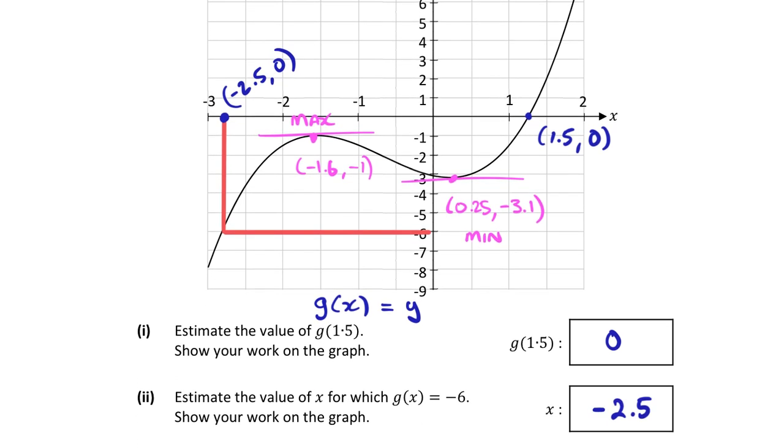Part 2. Estimate the value of x for which g of x is equal to minus 6. Okay, so in this case, we still don't know our input, but we do know our output. So our output is going to be when y is equal to negative 6. So go to your y-axis, come down as far as negative 6, come straight across until you hit the function, and we need to see what that corresponding x value is. So we know that when the y value is negative 6, that corresponds to an x value of minus 2.5. So minus 2.5 will be our x value.